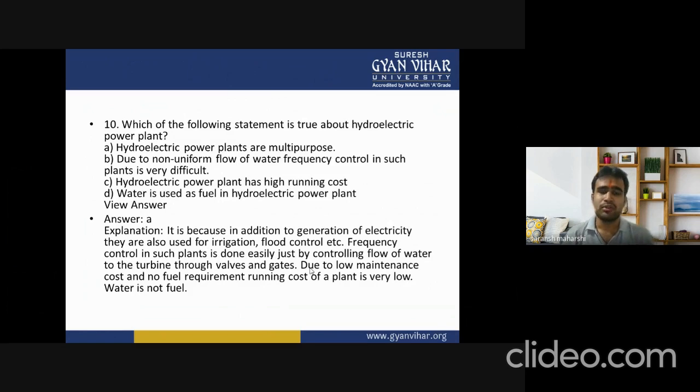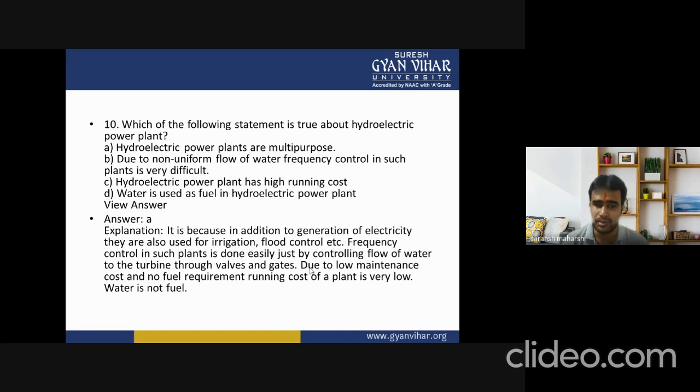Number 10. Which of the following statements is true about the hydroelectric power plant? Option A, hydroelectric power plants are multipurpose. Option B, due to non-uniform flow of water, frequency control in such plants is very difficult. Option C, hydroelectric power plant has high running cost. Option D, water is used as fuel in hydroelectric power plant. So the correct answer is option A, hydroelectric power plants are multipurpose, because in addition to generation of electricity, they are also used for irrigation, flood control, etc.